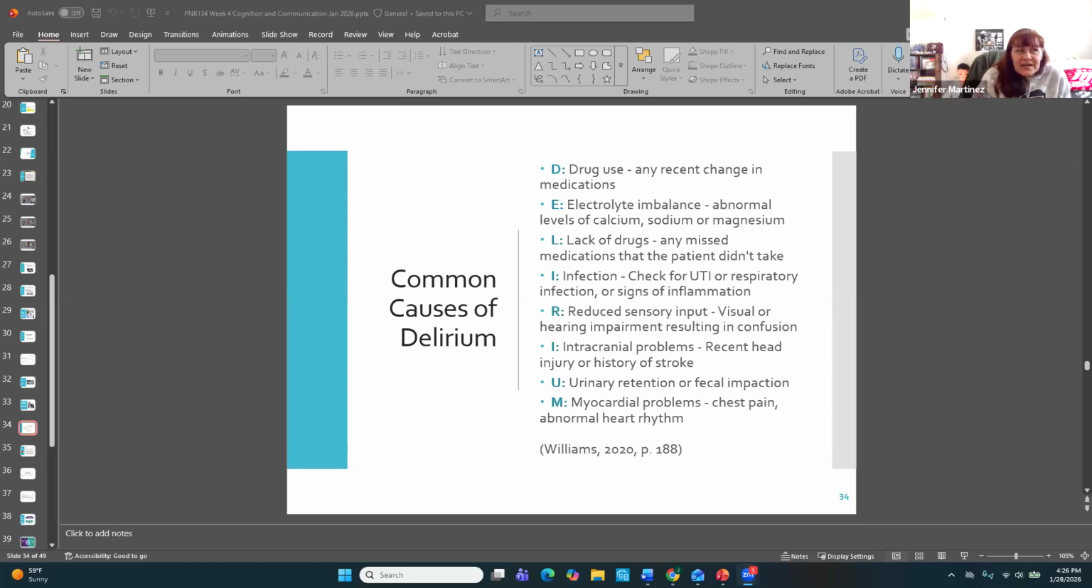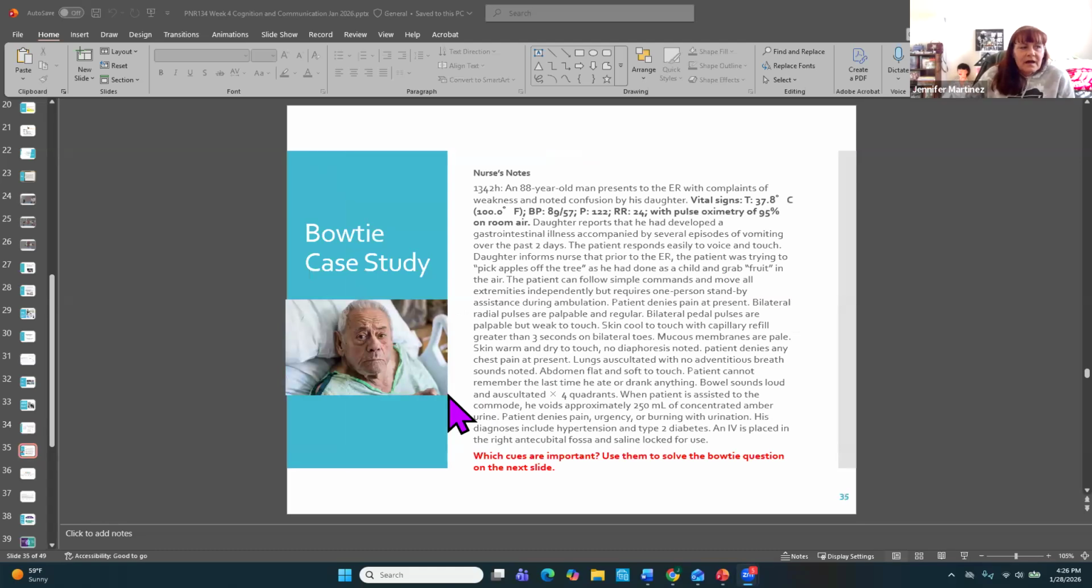Reduced sensory input. Intracranial problems, such as head injury or history of stroke. Urinary retention or fecal impaction can also lead to delirium. And then chest pain and abnormal heart rhythms also. So you can see the acronym here is DELIRIUM. Let me make this bigger so we can all see it.